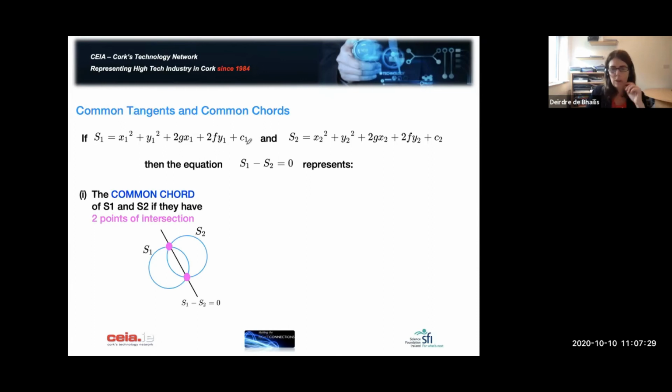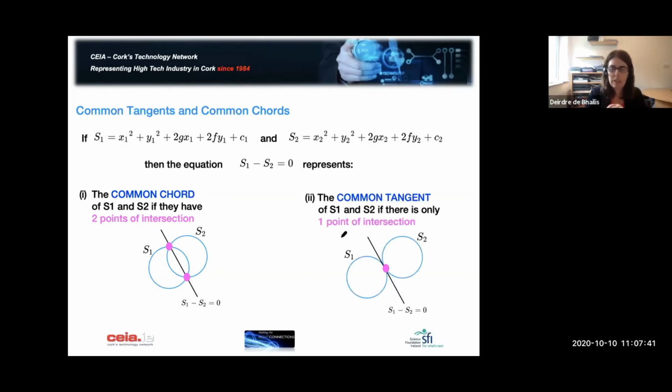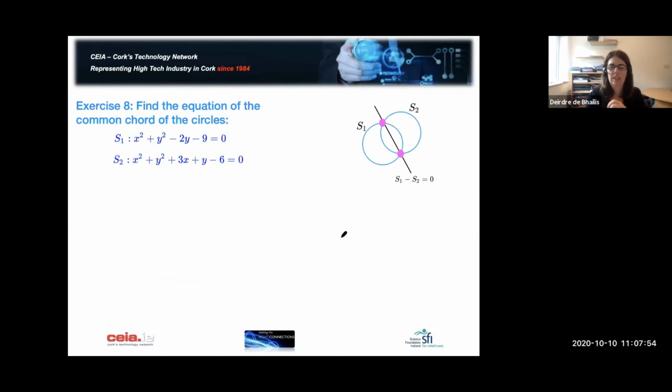So it will represent a common chord if they have 2 points of intersection. So that's what a chord is to the circle. It's a line that cuts the circle at 2 points. It will represent the common tangent if there's just 1 point of intersection. Okay, this is useful information, but how does it work in reality? Again, we need to go into an exercise to see how this works.